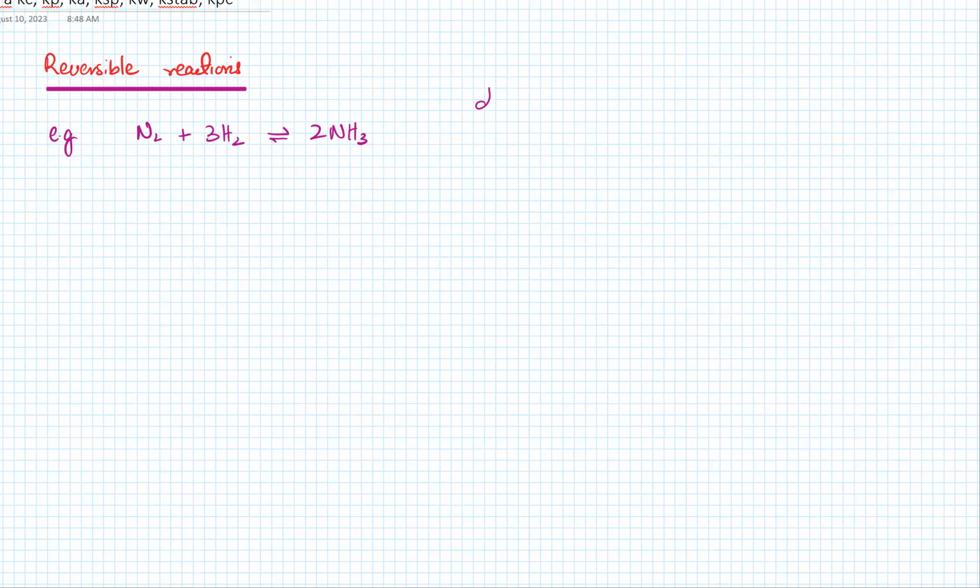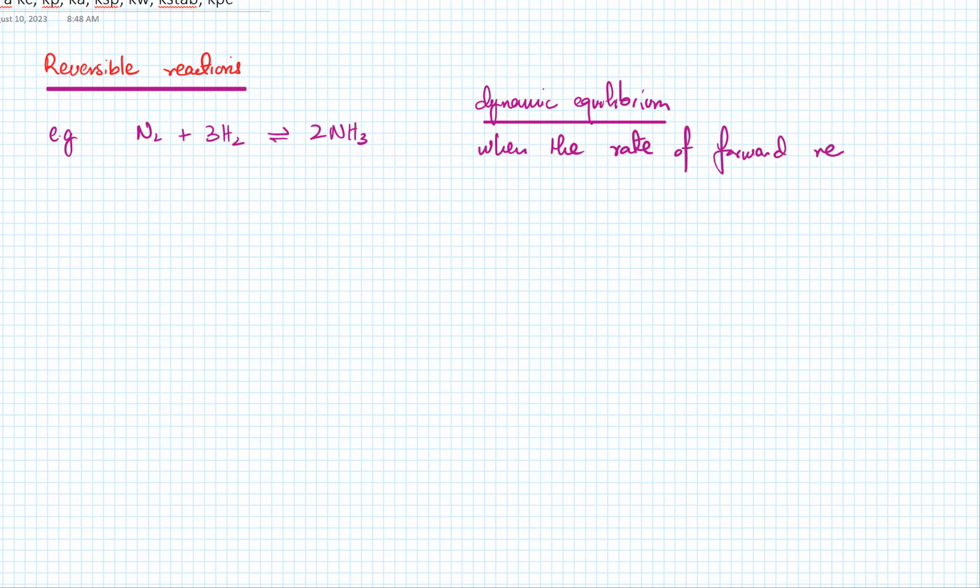There's a thing called a dynamic equilibrium, which you are quite aware of. What's a dynamic equilibrium? When the rate of forward and backward reaction is exactly the same. That is what a dynamic equilibrium is in a reversible reaction. So when the rate of forward reaction equals the rate of backward reaction.